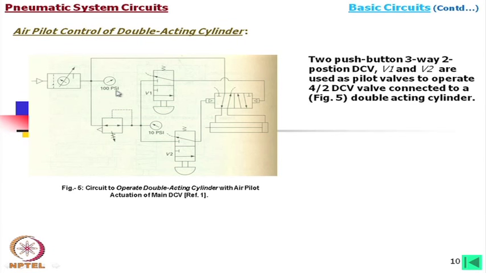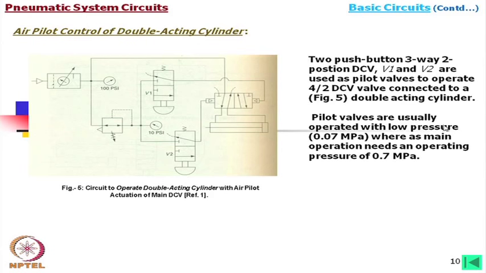That means the main source is 100 psi, whereas from the main source for these pilot operations we are using only 10 psi, that is 0.07 megapascals, whereas this is 0.7 megapascals. Now, the operation, as you see, V1 and V2 are used as pilot valves to operate the 4/2 DCV. Again, I have made a mistake, I could have written it as DCV only. Pilot valves are usually operated with low pressure, 0.07 megapascal, whereas the main operation needs an operating pressure of 0.7 megapascal.